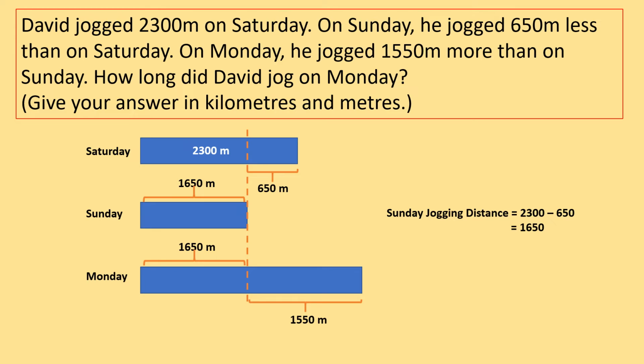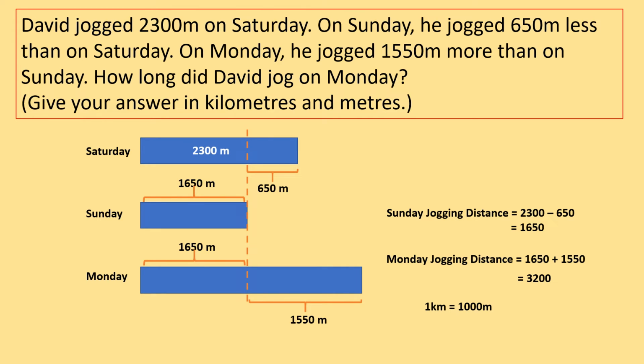And over here you have 1,550 meters. So if you add these two up, you actually get the distance that David jogged on Monday. That will be 3,200 meters. Except the question asks for the answer in kilometers and meters.